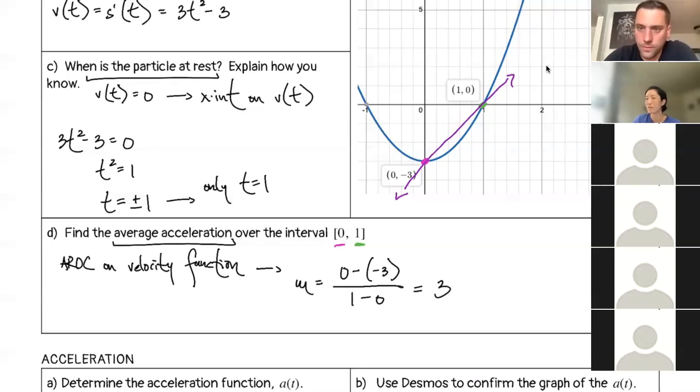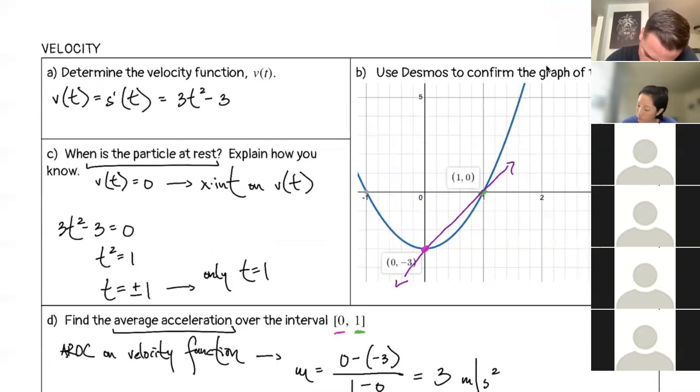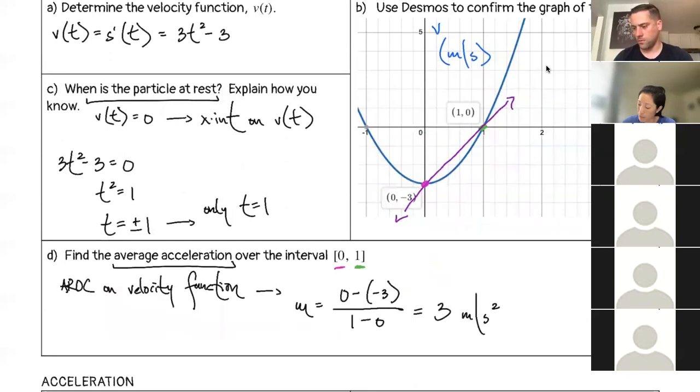What do we get for the units? Nice. Meters per second squared. If you're not sure where that came from, it might be useful to think this is time, so we're measuring the x-axis in seconds. And on the y-axis, we're measuring velocity, which is meters per second. For the top, we get meters per second. On the bottom, we have seconds. And so overall, we have meters per second squared.